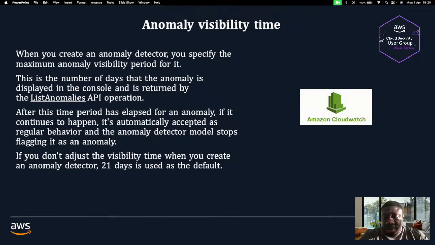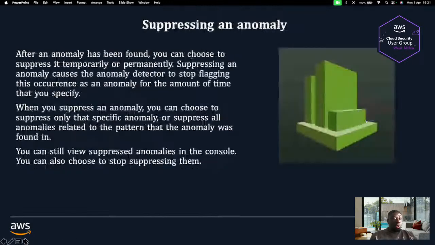Now, if you don't adjust the visibility time when you create an anomaly detector, 21 days is used as default. Yes, you heard me right. If you don't adjust the number of days which you want this anomaly to be visible, 21 days would be used as default. Let's go forward on this.